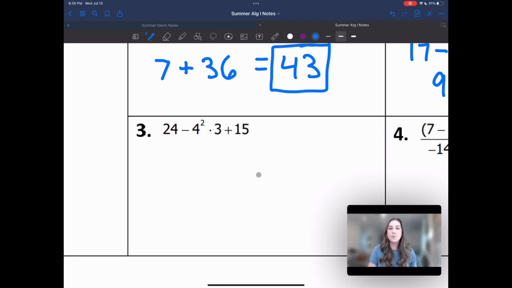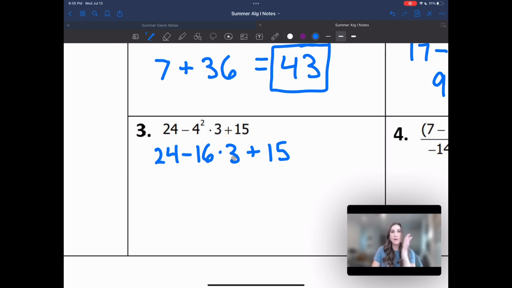All right, there's no parentheses. We do have an exponent, so let's go to that first. We're going to do 4 squared before anything else. So that's 4 times 4, which gives us 16. So let's bring down our 24. Minus 16 times the 3 plus 15.